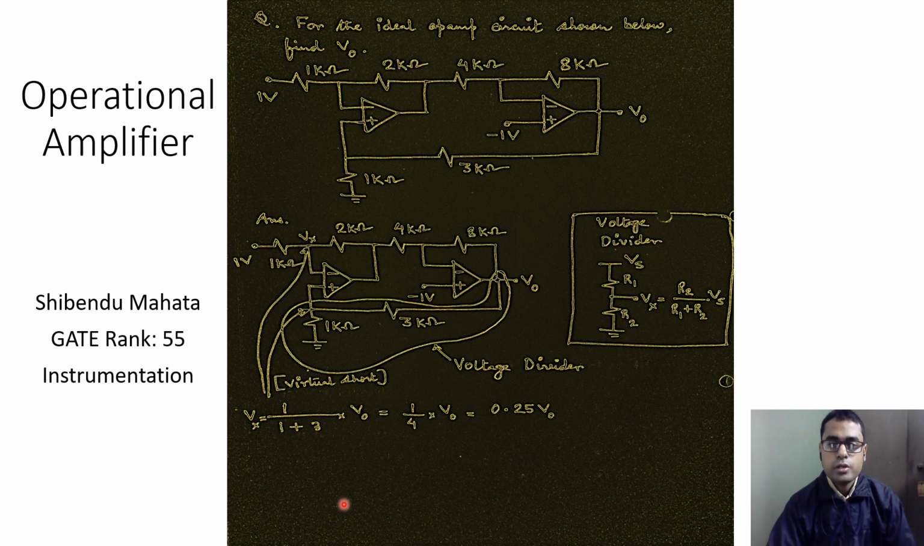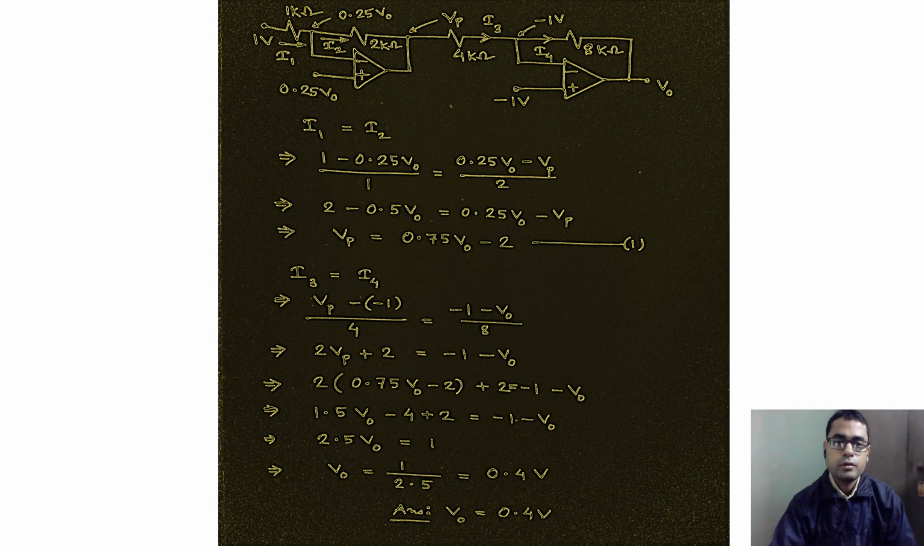So this comes from the concept of the voltage divider, and then using the concept of virtual short, we know that if this node is at 0.25 V0, then this node will also be at 0.25 V0. Once we have done that, we can replace that entire voltage divider network with this 0.25 V0 and then go ahead with solving the rest of the circuit.